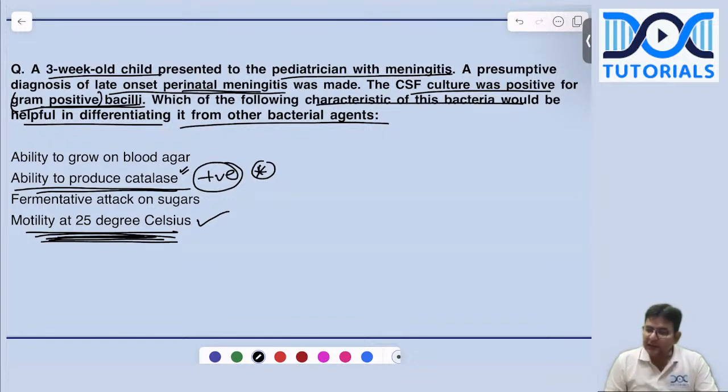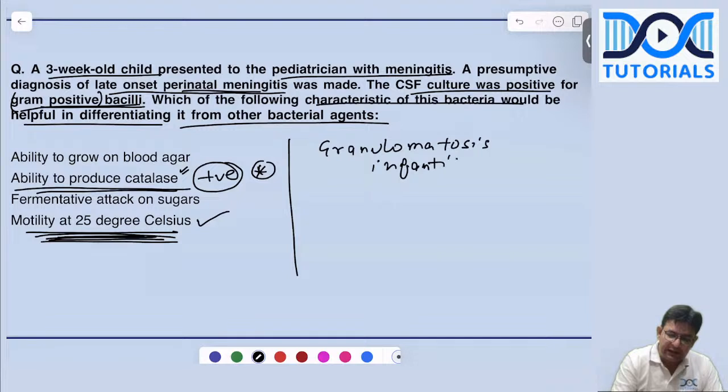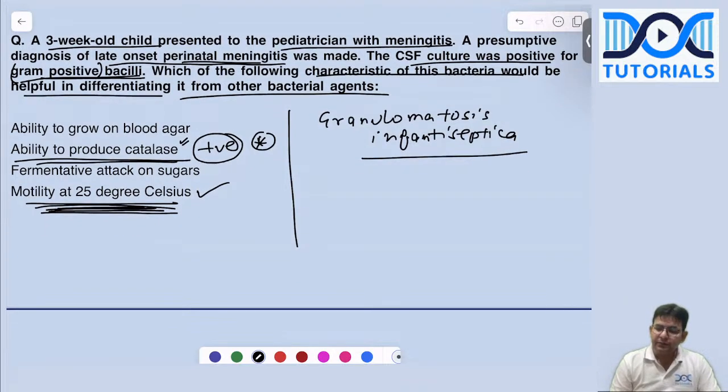The answer is Listeria. This is Listeria monocytogenes, which causes meningitis. And you know the Listeria properties, that Listeria leads to granulomatosis infantiseptica. Along with that, it can cause meningitis even in adults. Granulomatosis infantiseptica is there in newborns, and in children and adults it can cause meningitis.